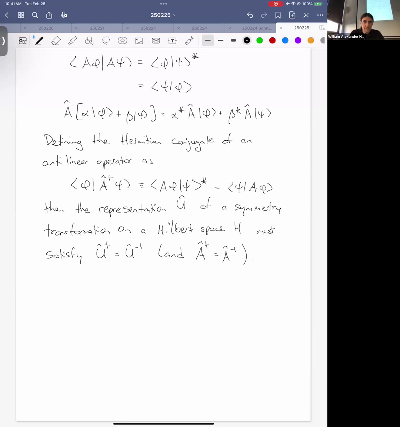All right, so for any symmetry transformation, there's a trivial identity transformation.